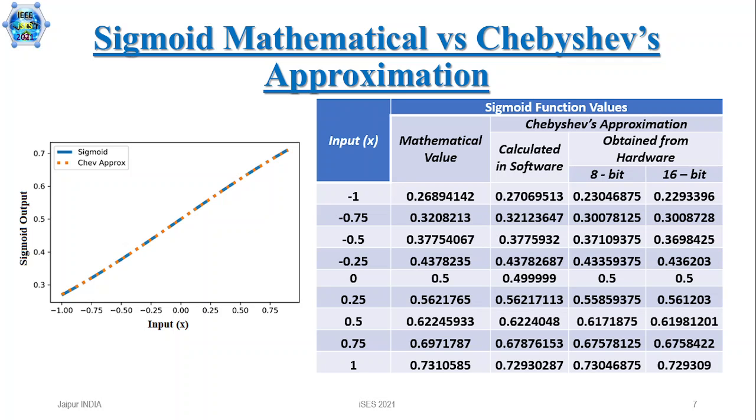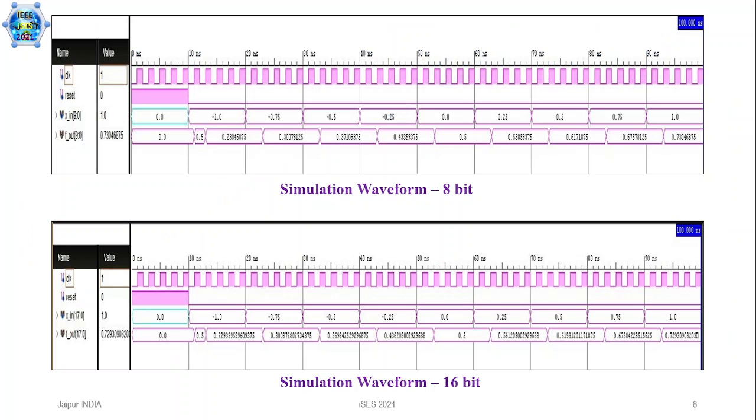This table shows the output values calculated by using the approximation output in the hardware and in the software platform for different number of bits in the hardware, 8-bit and 16-bit, for the input range -1 to 1. The output tabulated in the previous slide can be verified from the simulation waveform given for 8-bit and 16-bit.